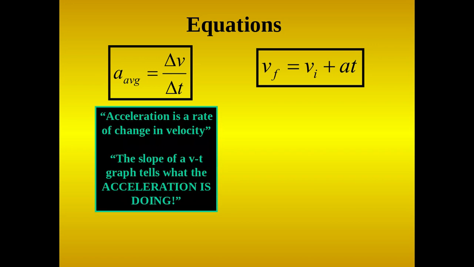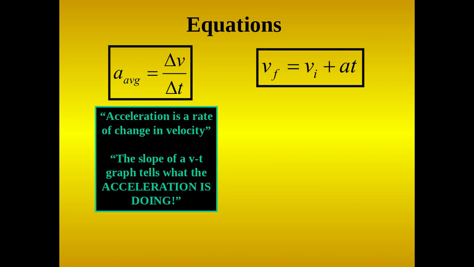So the slope of a velocity time graph tells what the acceleration is doing. We talked about that in the last video. We talked about that when we talked about the velocity time graph in the velocity speed video that you watched prior to this. So the slope of your velocity graph is acceleration.